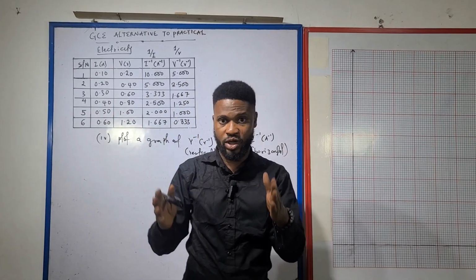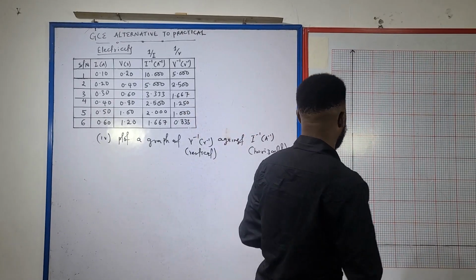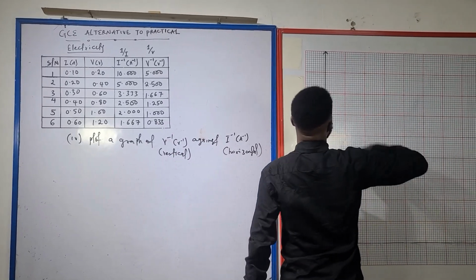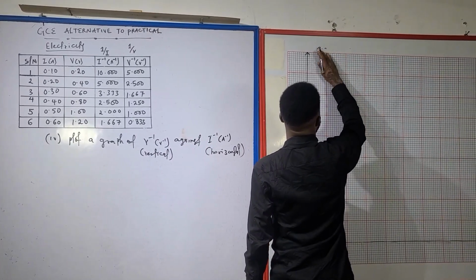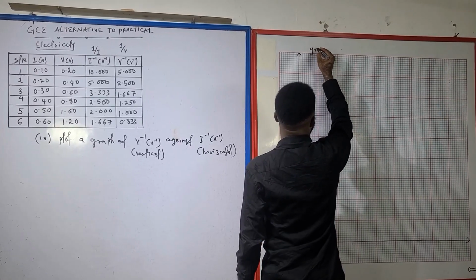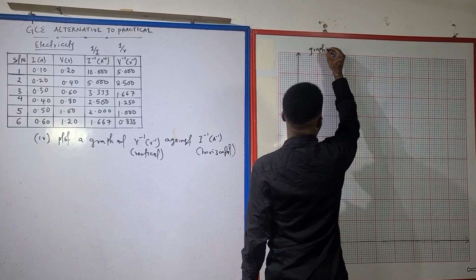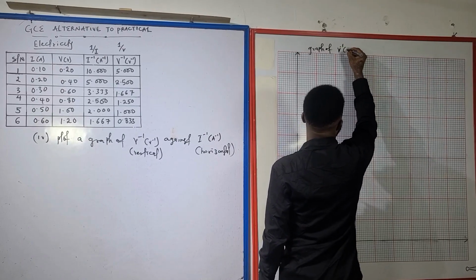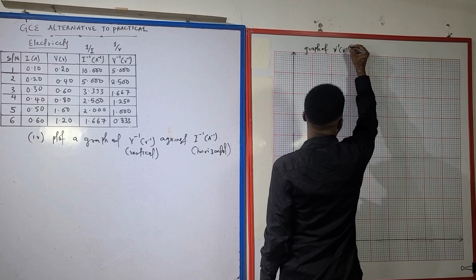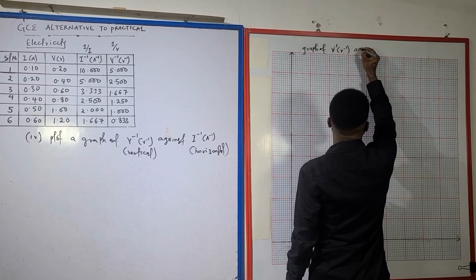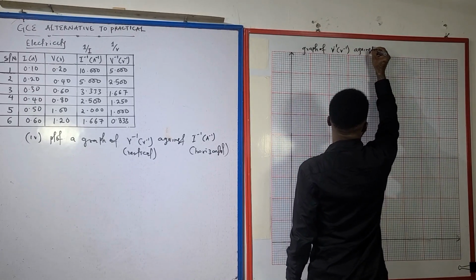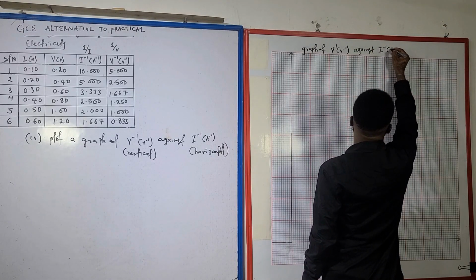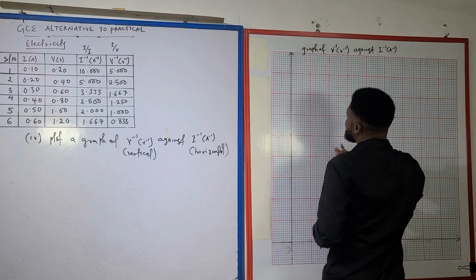So the first thing I do when I want to plot my graph is to write my title telling exactly what the examiner wants. So here I'm going to be saying: graph of the inverse of the voltage in per volts against the inverse of the current in per ampere. So that is the title.